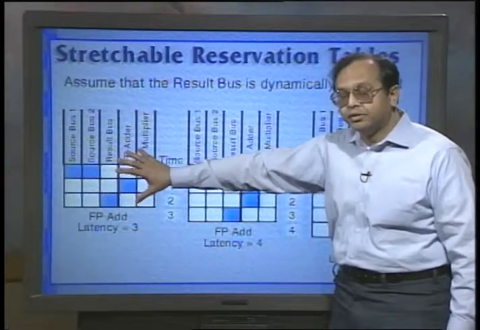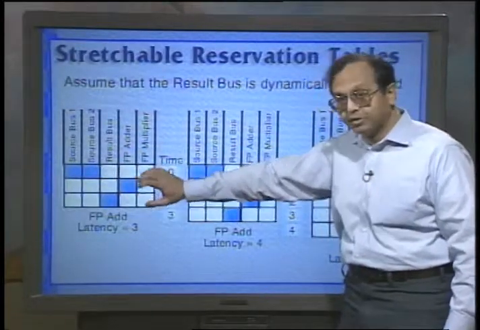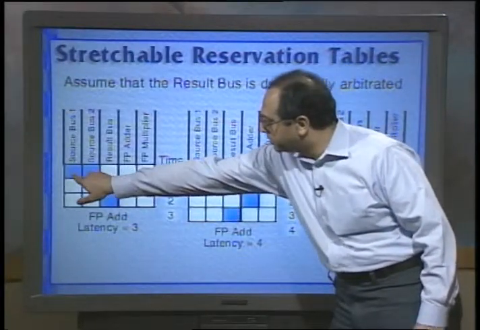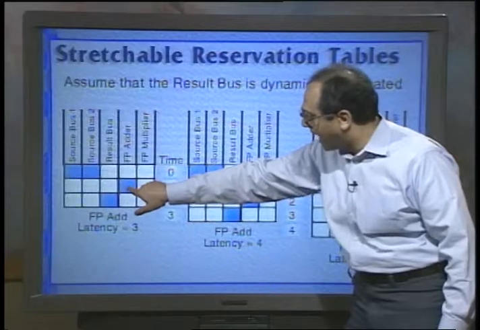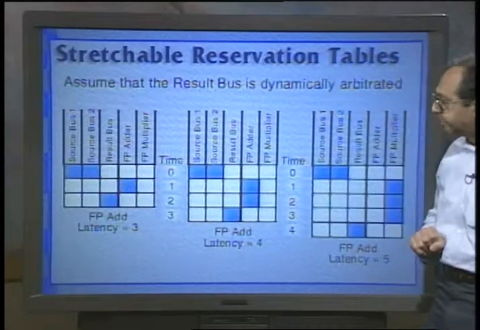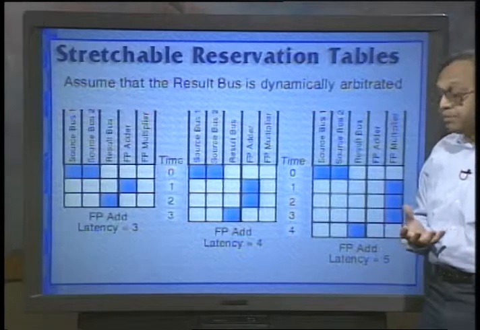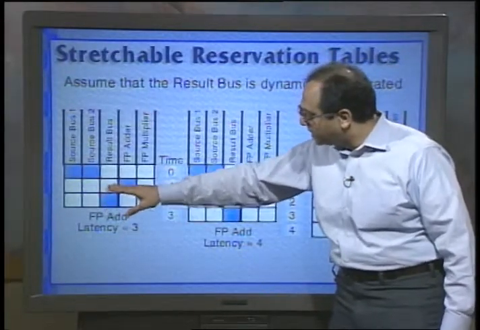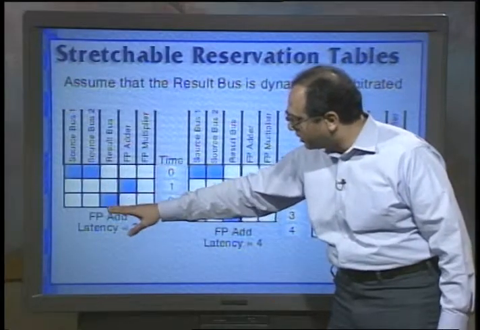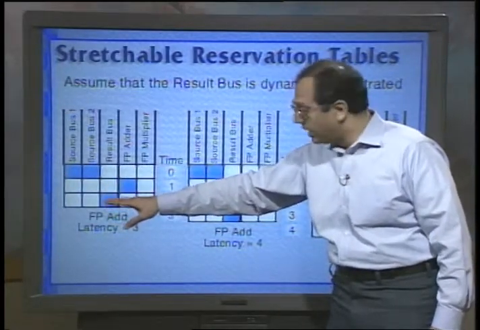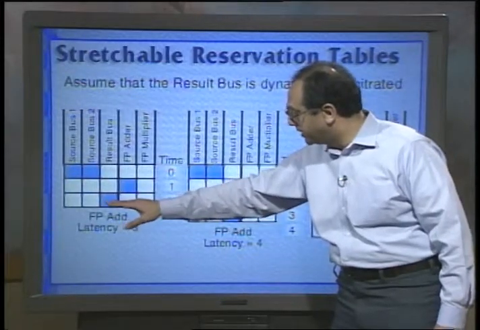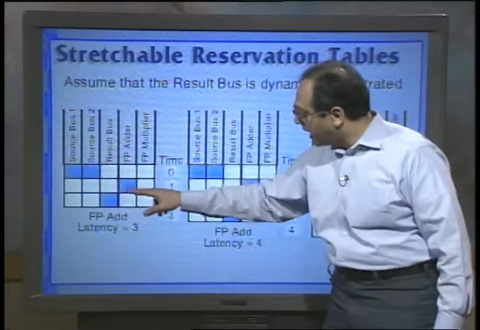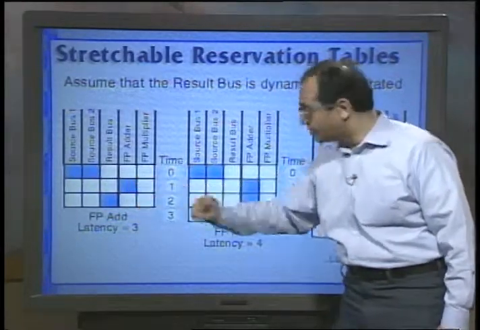Recall the resource usage patterns that we had before, the reservation tables. For the floating point add, it said that we use the input buses here, we use the adder here, and then we use the result bus over here. Now imagine we have a dynamic arbitration on the result bus. What could well happen is that on the cycle that the floating point add operation wanted to use the result bus, if it turned out that the bus was busy, one might delay the usage of the result bus by 1 cycle, and the add would just sit in the floating point adder an additional cycle.